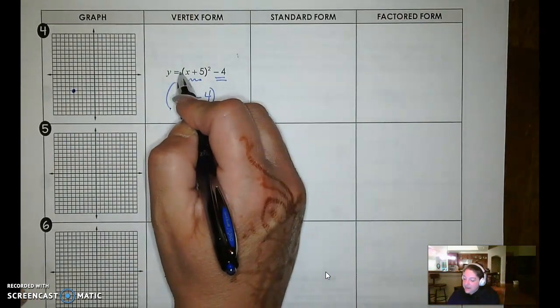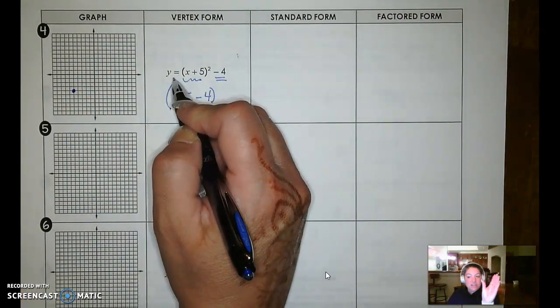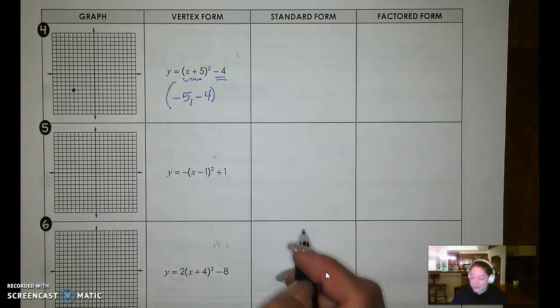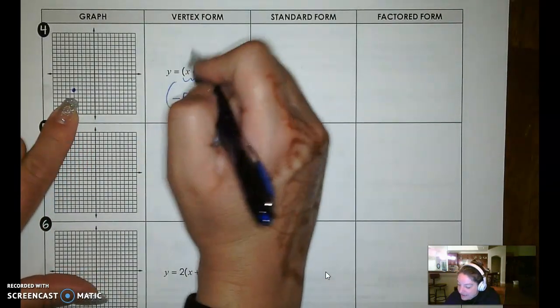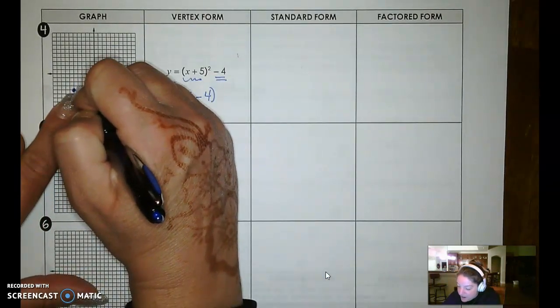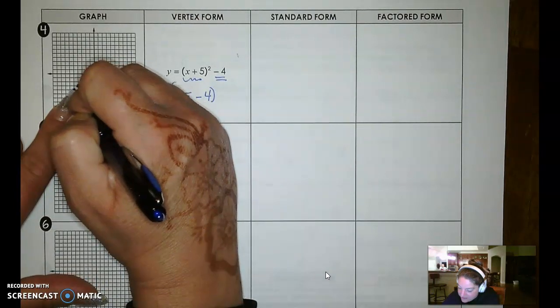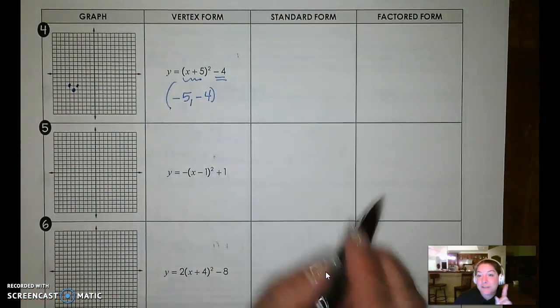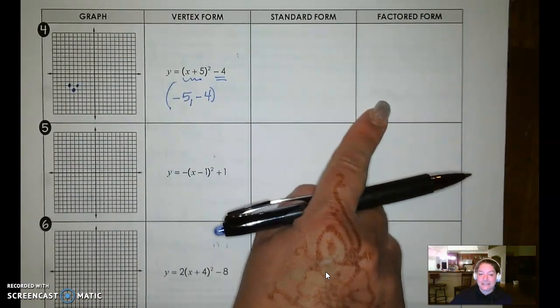And then notice that my A is a positive 1, so this parabola should be opening upwards. Remember those Lego hands that we did for so long? And so for this one, because it's a positive 1, it's going to go over 1, up 1. And it's going to go right there. Now, I don't want to put any more points on there yet. I'm going to show you why when we get over here in just a second, okay?